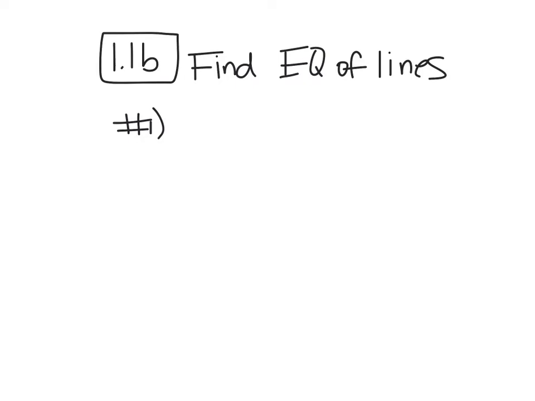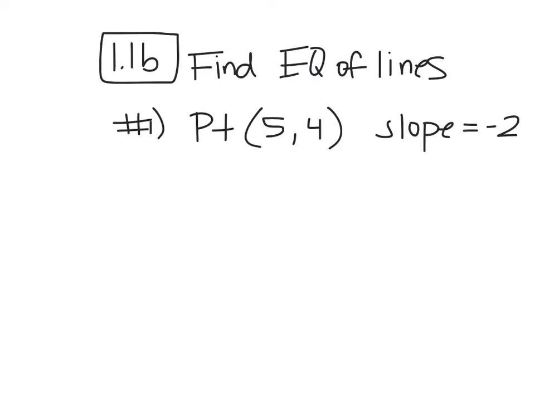Let's say that we are given a point at 5, 4 and a slope of -2. We want to find the equation of the line in, let's do slope-intercept form.